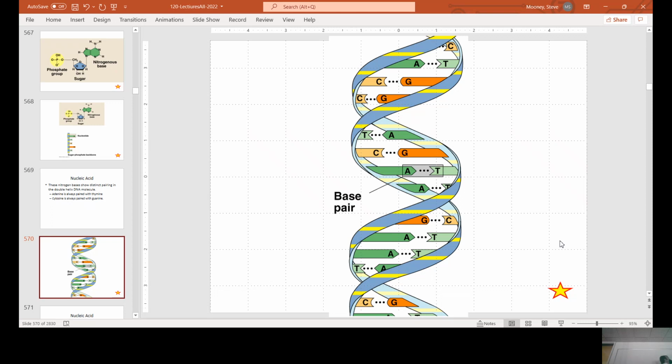Now, because this is meant to be a spiral, these rungs on this twisted ladder look like they're different lengths, but that's just the point of making it a two-dimensional appearance of a three-dimensional diagram. All those rungs on this twisted ladder are exactly the same length. And that's one of the reasons that the DNA replication is conserved.